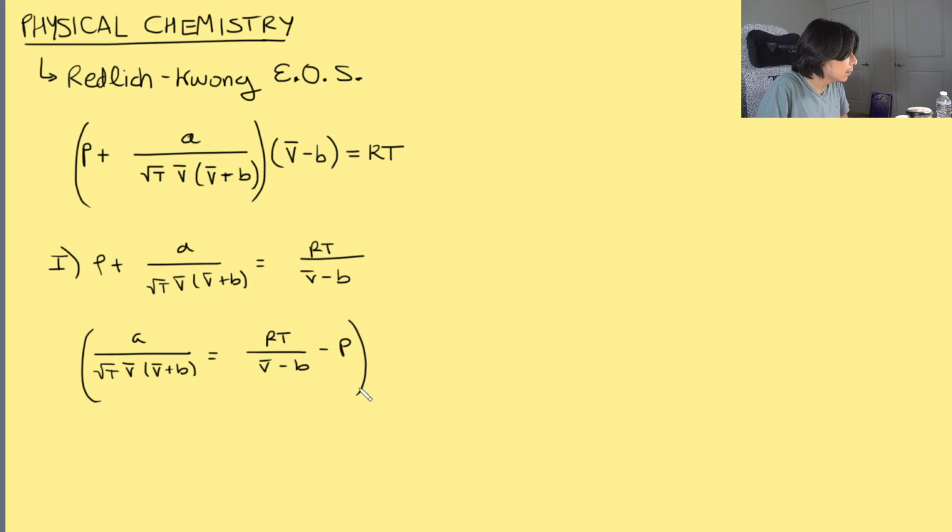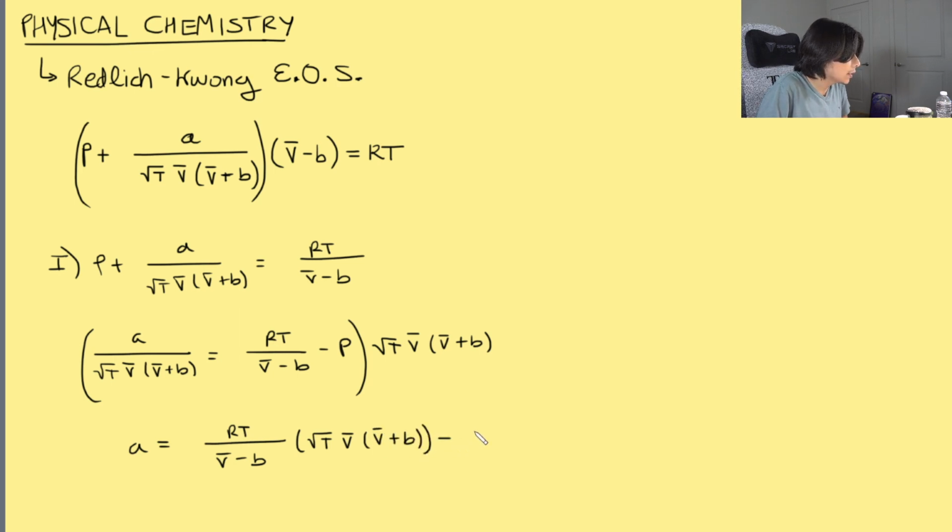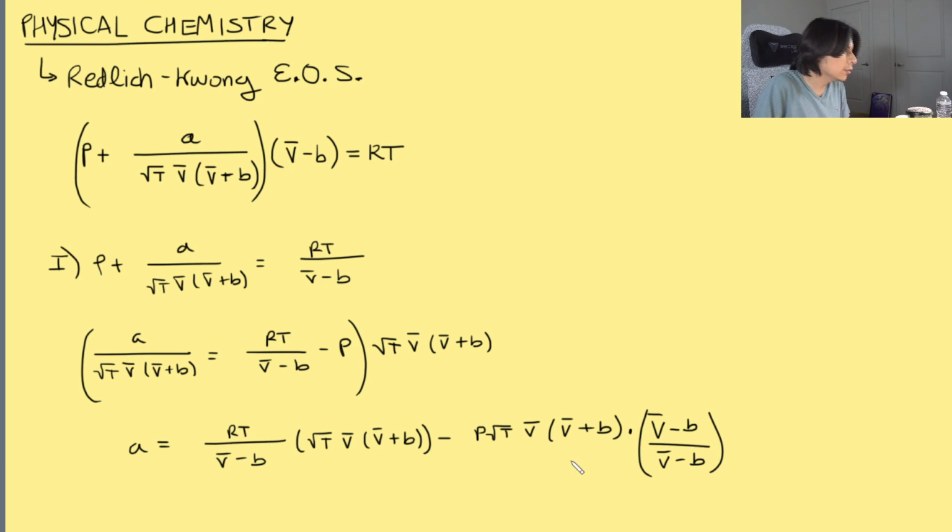And then last but not least, we just multiply both sides by the denominator on the left-hand side of this equation to isolate A. So multiply times square root of T V bar times V bar plus B, and this basically ends up being RT over V bar minus B times the square root of T V bar, parentheses V bar plus B, close parentheses, minus P square root of T V bar plus B. And in order to combine these two terms, because this is one term and another term separated by this minus sign, we're going to have to use a common denominator, and this is easy because all we have to do is multiply times V bar minus B over V bar minus B on this side in order to arrive at this common denominator of V bar minus B, which the left-hand term has in this equation.